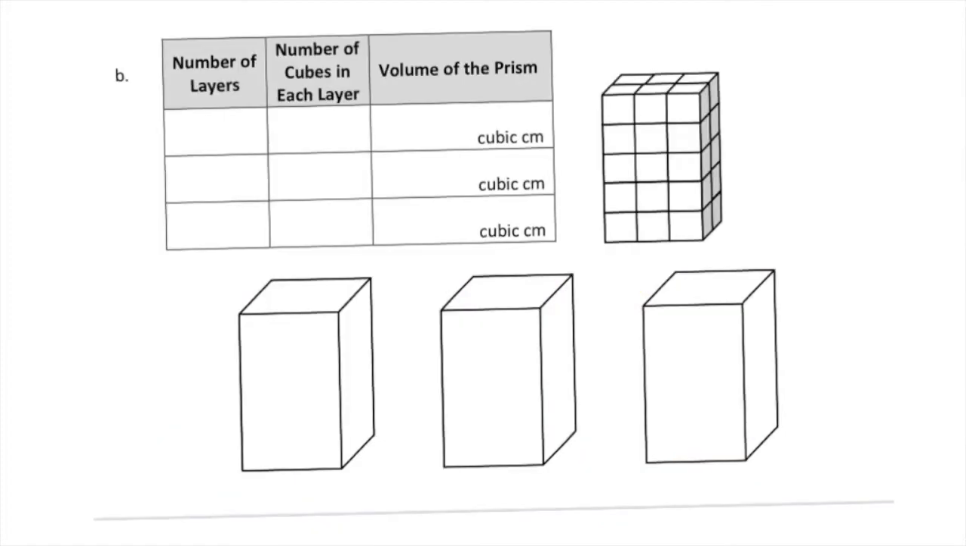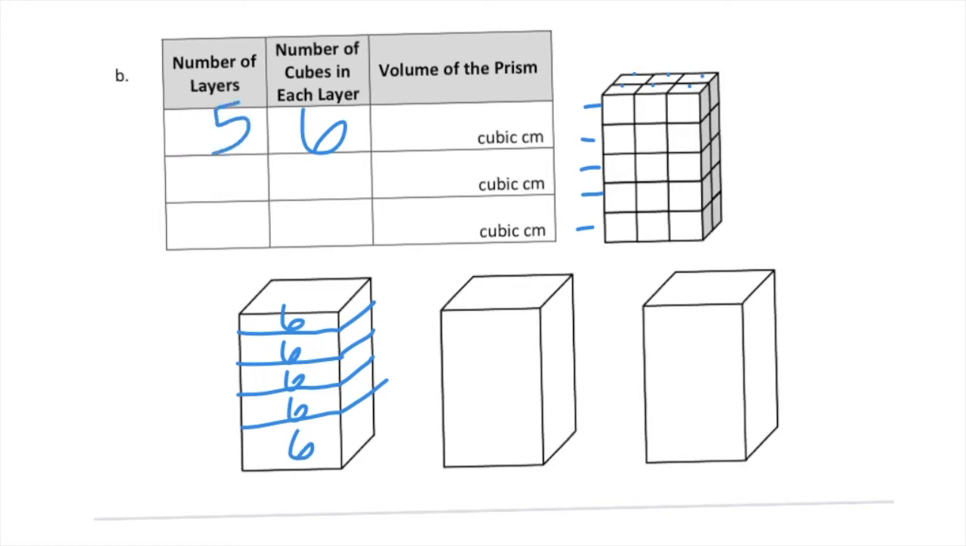Okay, so again, I'm going to start with the top layer this time. 1, 2, 3, 4, 5, 6 cubes in that layer. I have 1, 2, 3, 4, 5 of those layers. So on my drawing, I would show my 5 layers and show each of them have 6. So altogether I have 30 cubic centimeters.